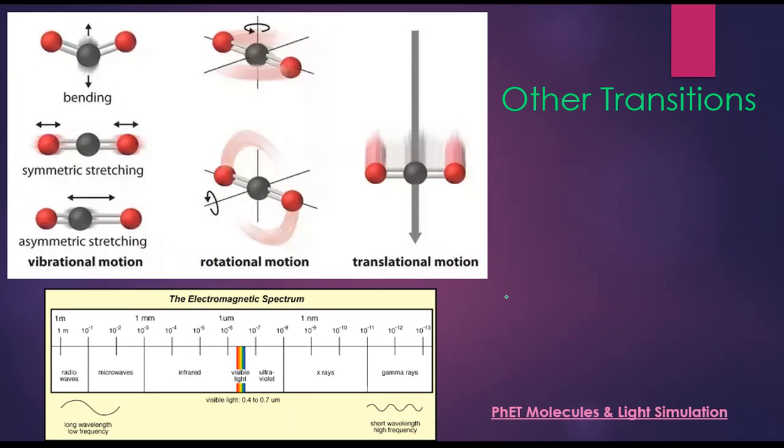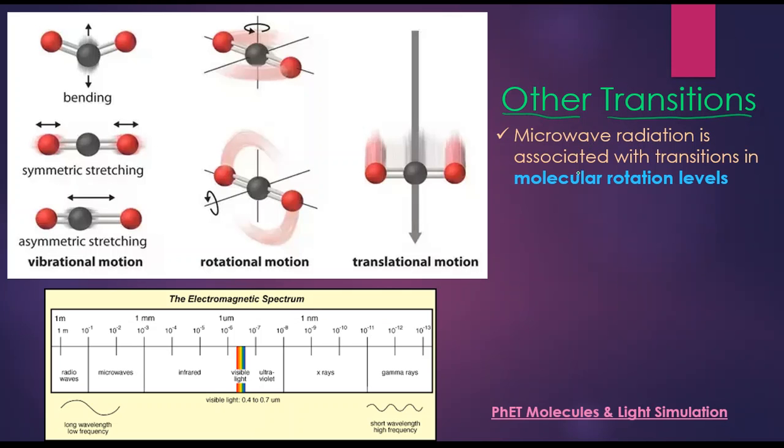Now let's talk about the other transitions besides the electronic ones. So the review of Chem 1 is now over. These are new ideas here, other transitions. The first one is microwave radiation. Microwaves, like I said before, are in between radio waves and infrared in terms of size. So they don't really have a lot of energy. They have longer wavelengths.